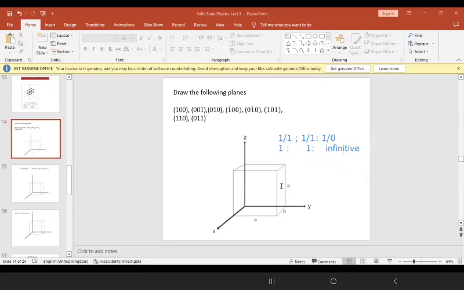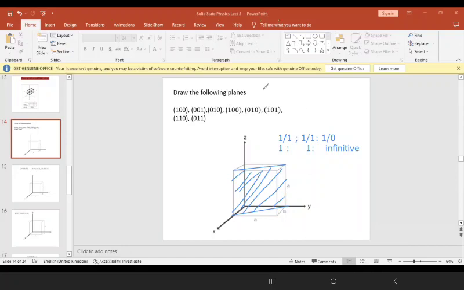So x-axis 1, y-axis 1, but z-axis infinity. So x-axis 1 and y-axis 1, you can connect those points. The z-axis is infinity, so that does not cut at any point on the z-axis. So this is your plane, 1, 1, 0.